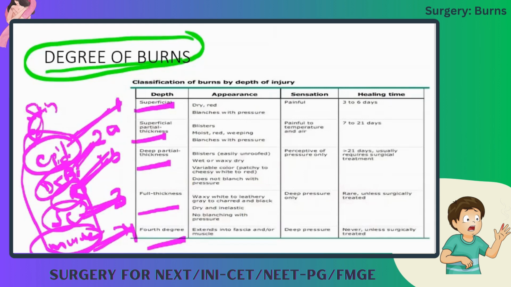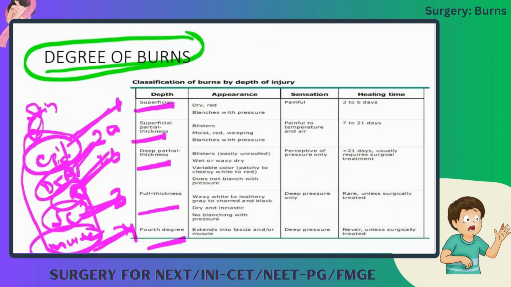Okay. Why is it important to know the various degrees of burns? To treat, right, sir? Yeah, basically two points. One is to know the expected time of recovery.